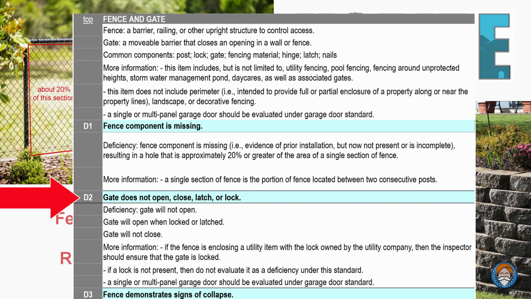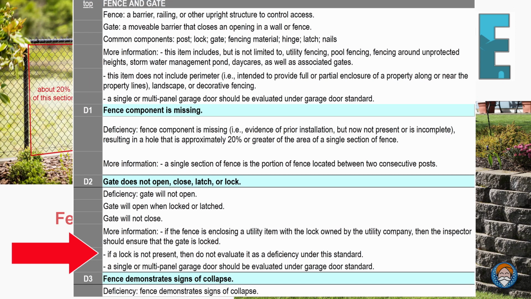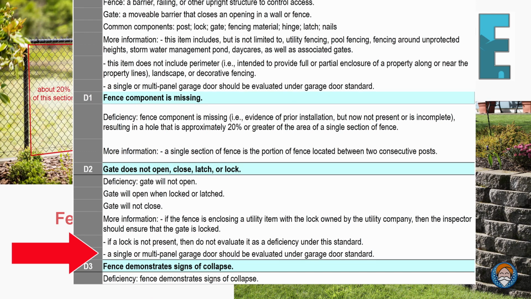Deficiency 2, a gate does not open, close, latch, and or lock. Deficiency: a gate will not open. A gate opens when it's locked or latched. A gate will not close. More information: if the fence is enclosing a utility item with a lock owned by the utility company, then the inspector should just ensure that the gate is locked. If a lock is not present on a gate, do not evaluate it as a deficiency under this standard. A single or multi-panel garage door should be evaluated under garage door standards, not as a gate.